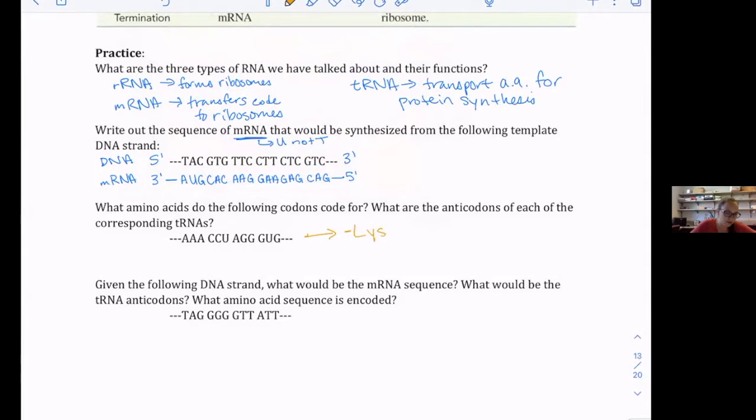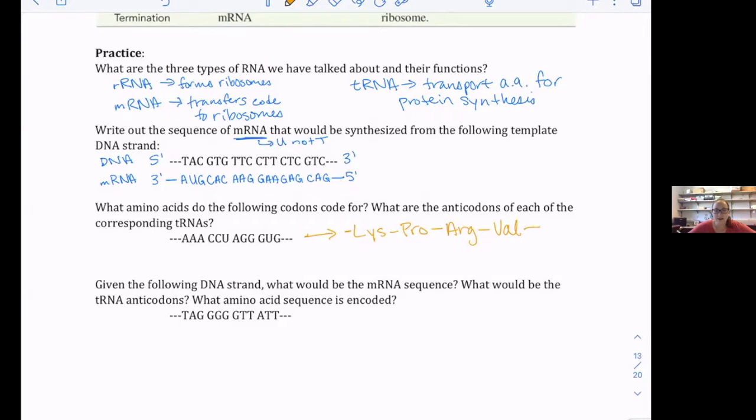CCU is going to be proline. AGG is arginine. And the last one is GUG. GUG is valine. So this is going to be just the inner part of a protein. It'll have more other parts on the other sides.